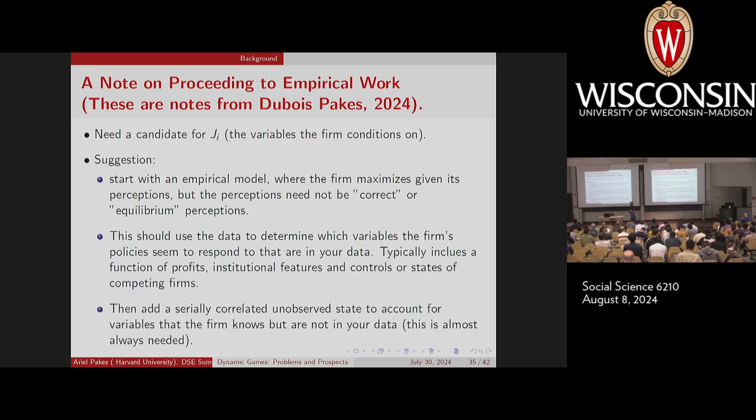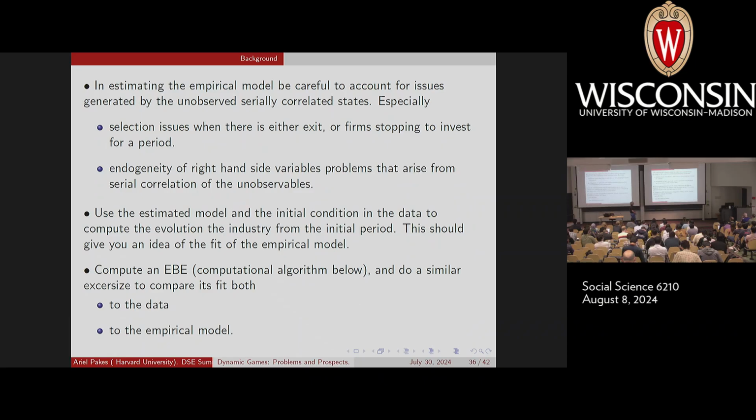And then you want to make sure that there's a possibility, at least, of a serially correlated unobserved state variable. Because what are you saying? You're saying, look, I have certain things in my data. Among those things, this is what the firm is responding to. But there's stuff the firm knows that isn't in your data. And like all economic variables, they're serially correlated. There's almost no economic variable which you would think of as a state variable that isn't serially correlated. So you allow for a serially correlated state variable. So when you estimate the empirical model, you've got to be careful.